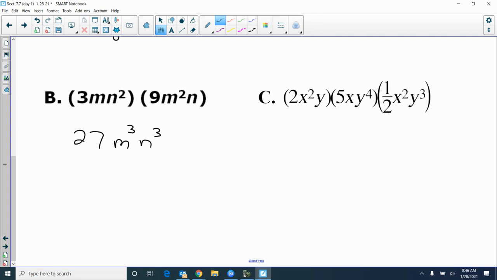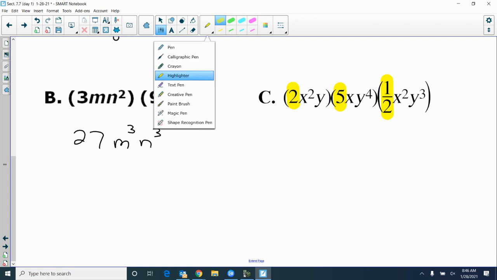Multiply 2, 5, and a half. That's what I was trying to get at. Maybe I didn't say it right. So we're going to multiply the 2, the 5, and the 1/2. Okay? What constant does that give us? If you need to use your calculator, it's fine, but you shouldn't need it because 2 times 5 is 10, and what's half of 10? 5. So put a 5 down.